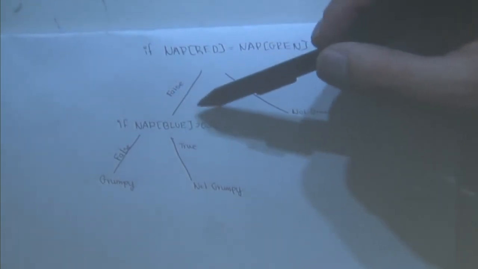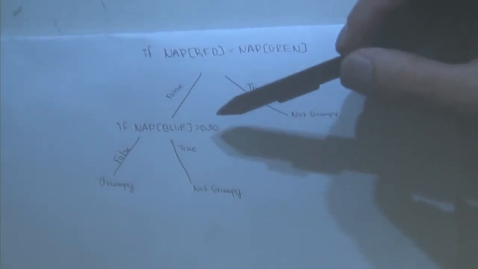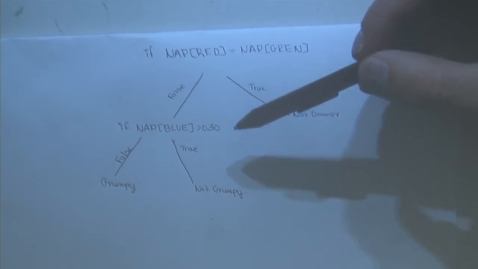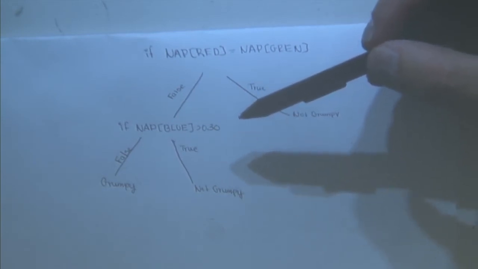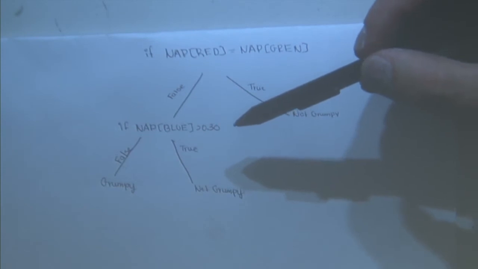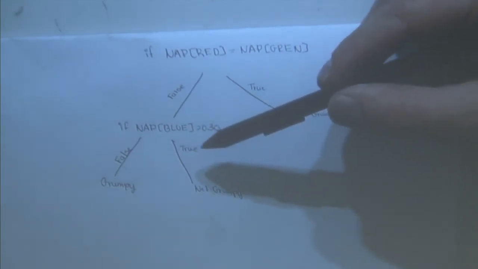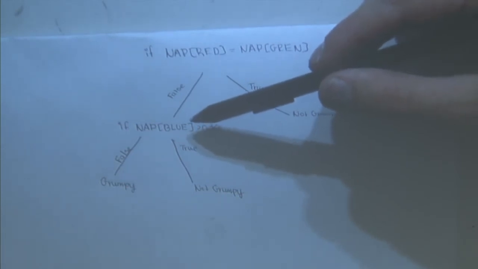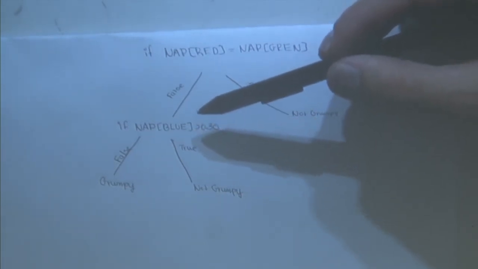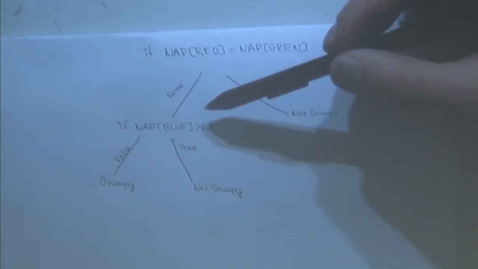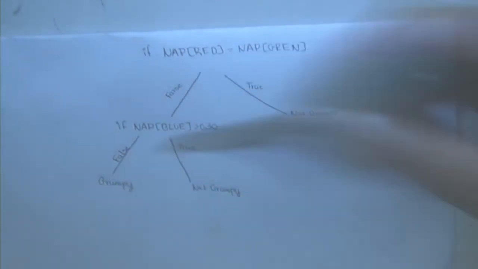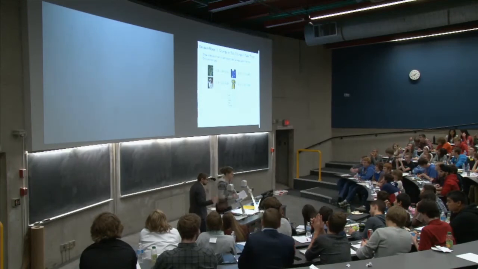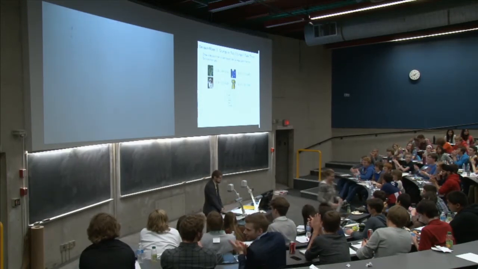If it's false, what's your next question? If nap blue is greater than 0.3. If nap blue is greater than 0.3, and so that's true for the blue cat. Right, okay, so he's not grumpy, so we're good. And then the other cats are both less than 0.3? Or equal to. Oh yeah, or equal to, so we're good. So perfect. Thank you very much, I appreciate it. Okay, so that is right, thank you.